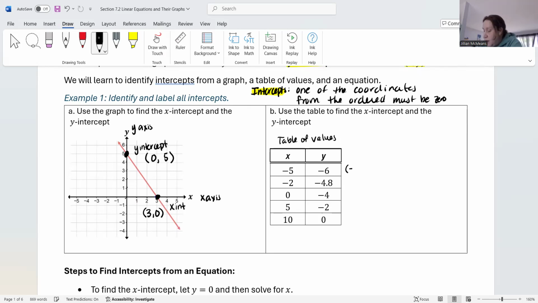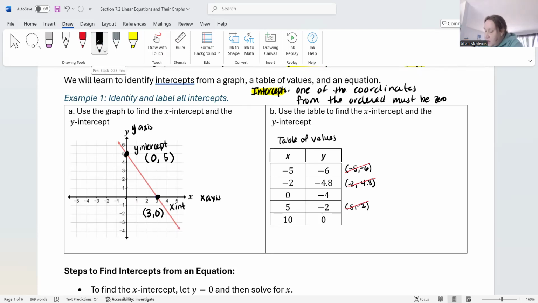So our first ordered pair is -5, -6. Neither coordinate is 0. This is not an intercept. Next, we have -2, comma, -4.8. Again, neither of those coordinates is 0, so not an intercept. And then if we look at the fourth ordered pair, we have 5, comma, -2. Neither of those coordinates is 0, so none of these are intercepts, okay?